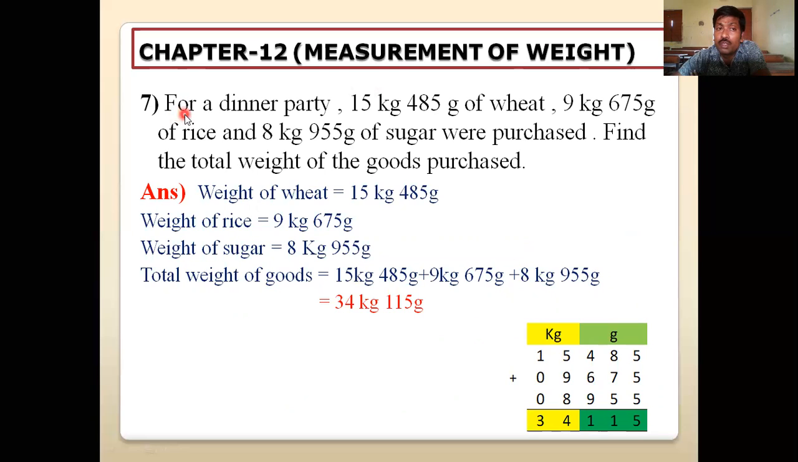Now what does question number 7 say? For a dinner party, 50 kg 485 gram of wheat, 9 kg 675 gram of rice, and 8 kg 955 gram of sugar were purchased. Find the total weight of the goods purchased. What is the total weight? When we add all the things, very simple. Weight of the wheat 15 kg 485, weight of the rice 9 kg 675, weight of the sugar 8 kg 955 gram. When we add all the things here, we get 34 kg 115 gram. This is the weight of goods purchased for the party.